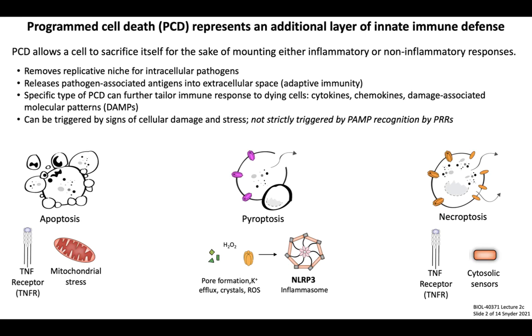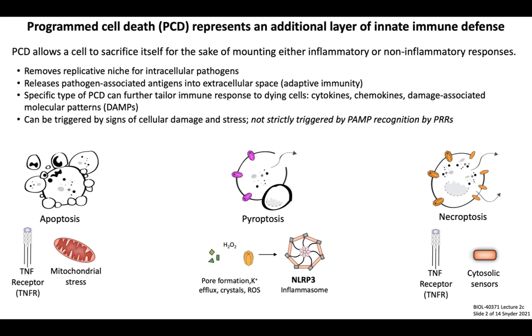Furthermore, specific forms of PCD offer fine-tuning of the immune response mounted against dying cells, which depends on the specific cytokines and chemokines produced by dying cells, as well as the release of some inflammatory molecules called damage-associated molecular patterns, or DAMPs, which can function similarly to PAMPs. And this occurs because they can bind to pattern recognition receptors, although we won't discuss these any further in this course.